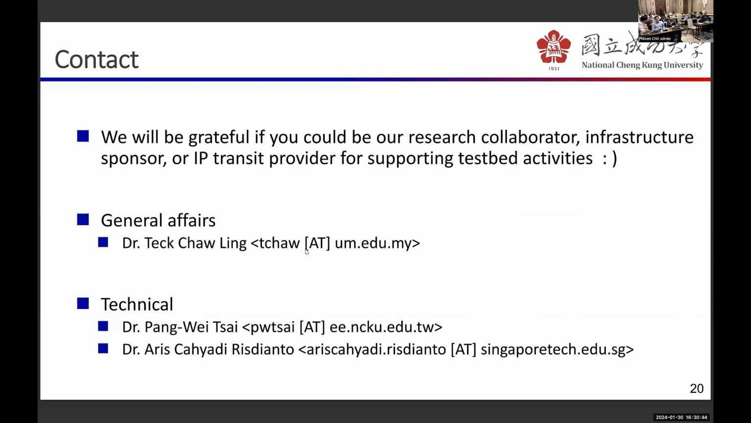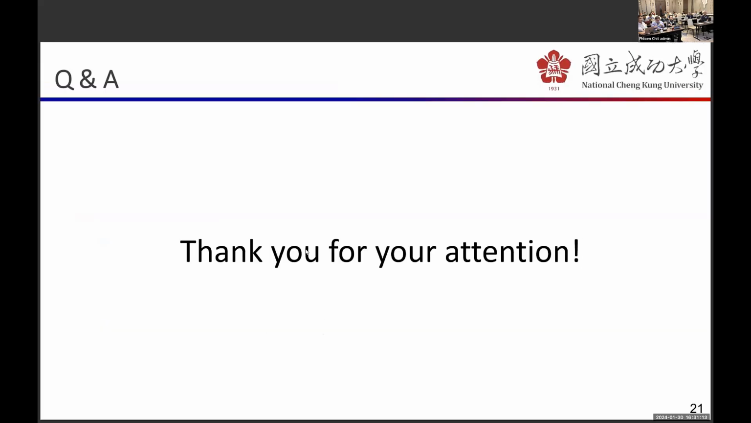we would be grateful if you could be our research collaborator, infrastructure sponsor, or an IP transit provider to support this testbed. We will really thank you. We are actively looking for new partners to peer with us. If you are interested in our project, you can contact Prooflink, Proofsite, or Proof Aries. The email is on it. Thanks for your attention.